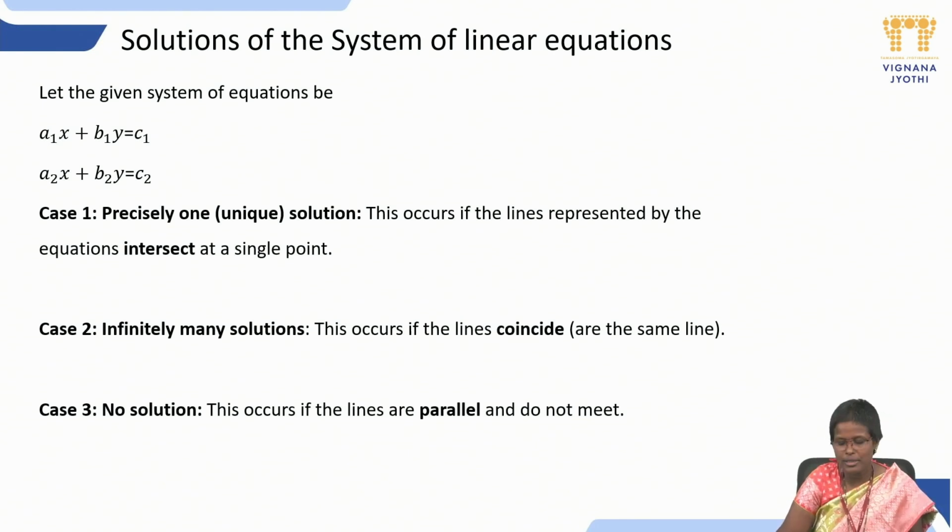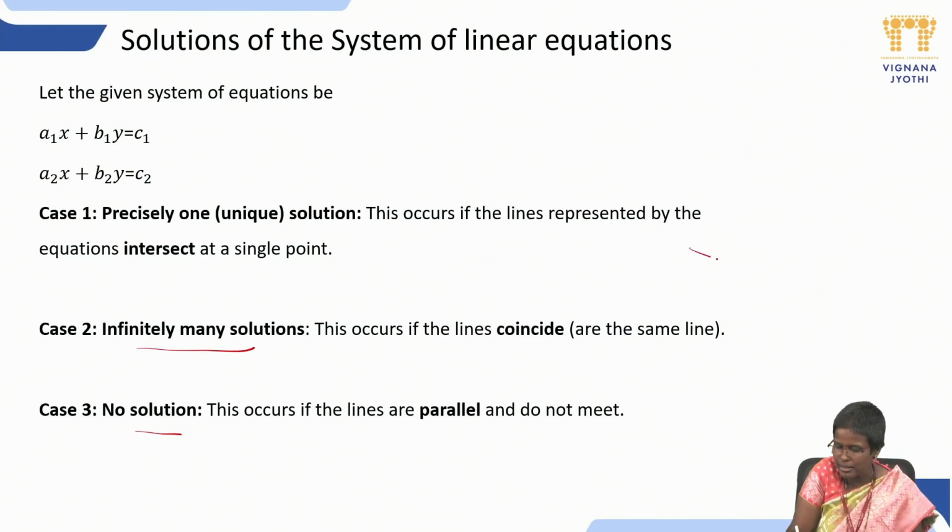When do we say the system has a unique solution? Whenever the equations intersect at a single point, then the system has a unique solution. Suppose the system of equations intersects at an infinite number of points, then it has infinitely many solutions. And if the equations don't intersect, they have no solution.